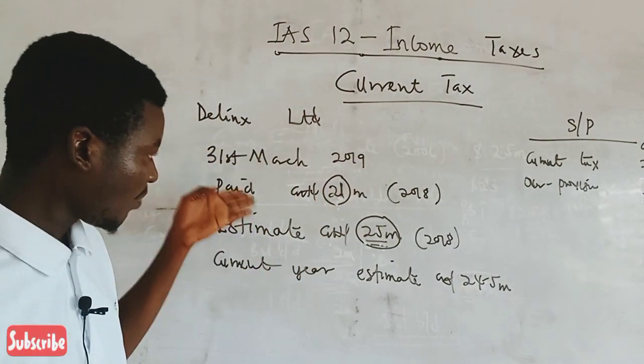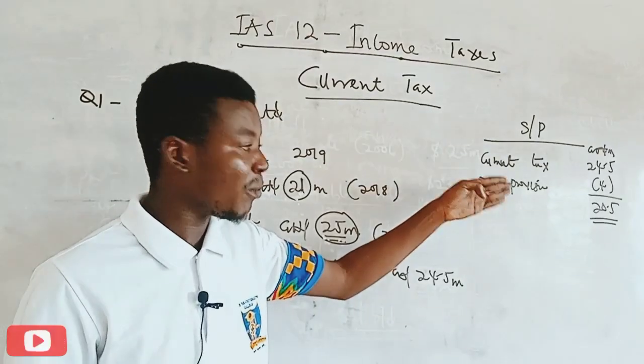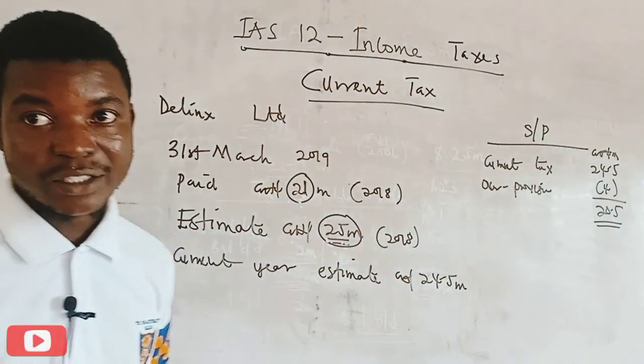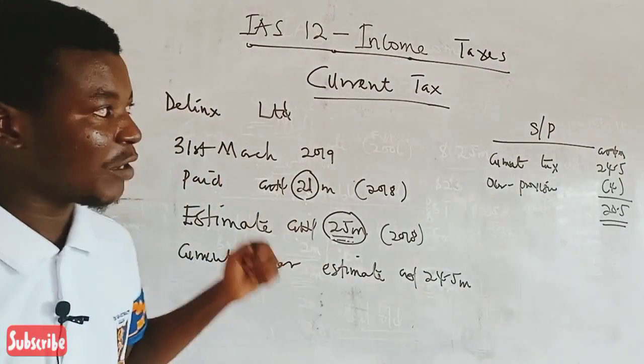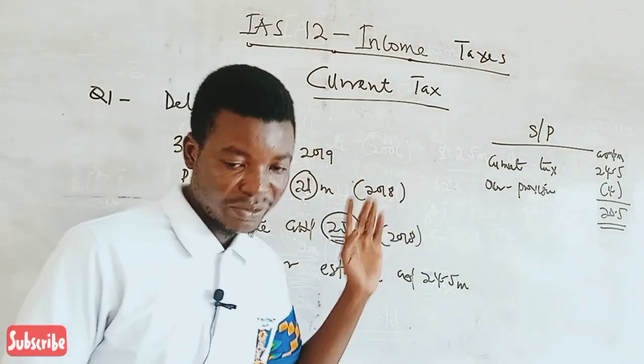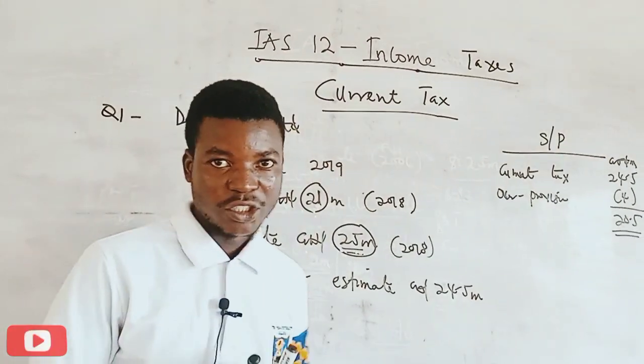But for this 2019, which is the current year, we are making an estimate of what? 24.5 million. This is an obligation, so we create a liability in the statement of financial position in respect of what? Tax, which is 24.5 million. So this is all about this question. We move to the next question.